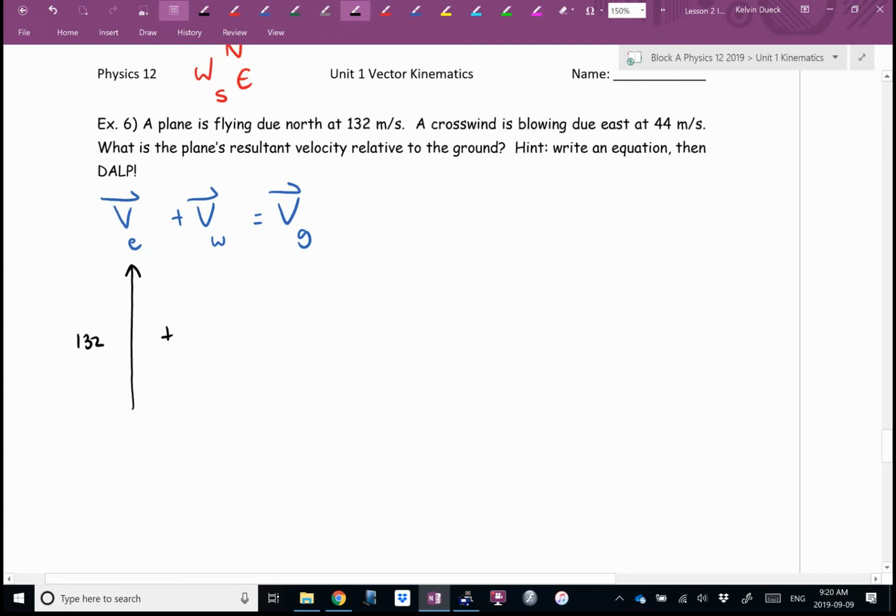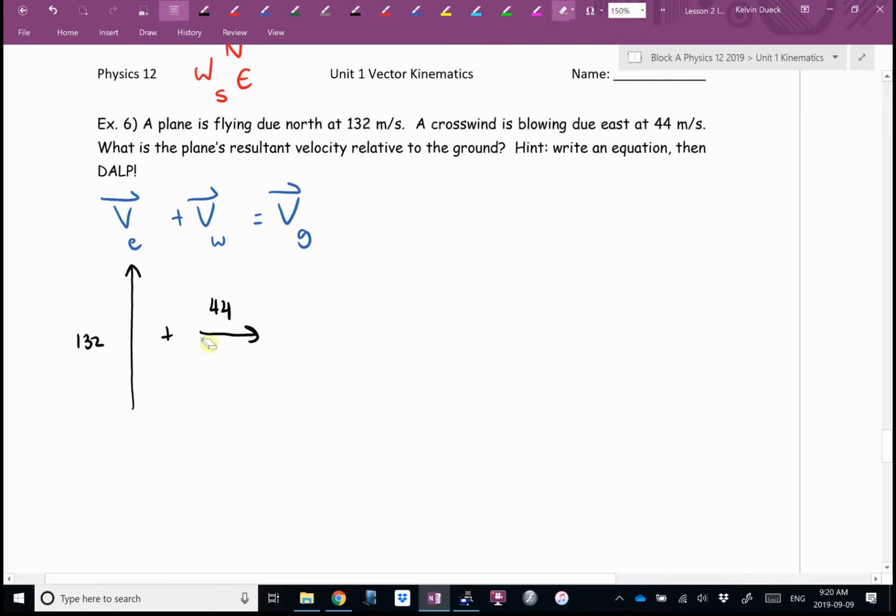How big? Doing some quick math, 40 is roughly 1/3 of 130. It's 1/3 of 120. So I'm going to draw it fairly short. Yoink. 44. Aman, I'd like to add these two vectors together. Any thoughts on how I might want to draw them?